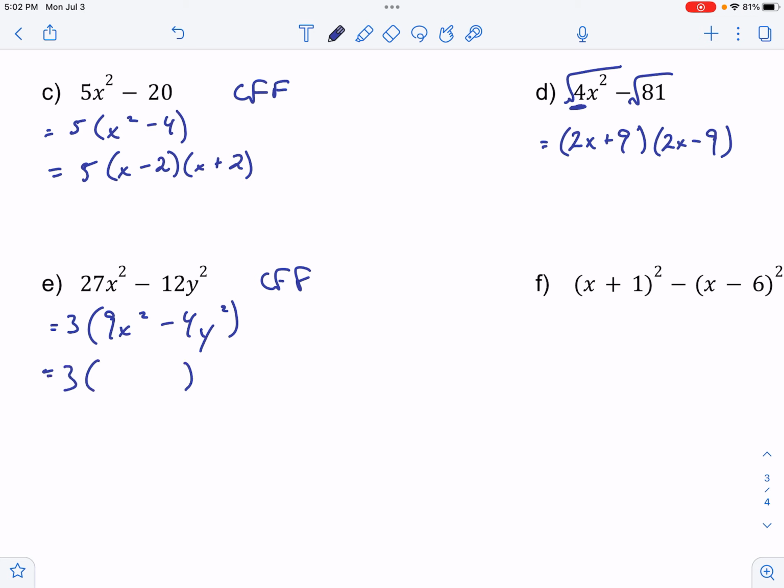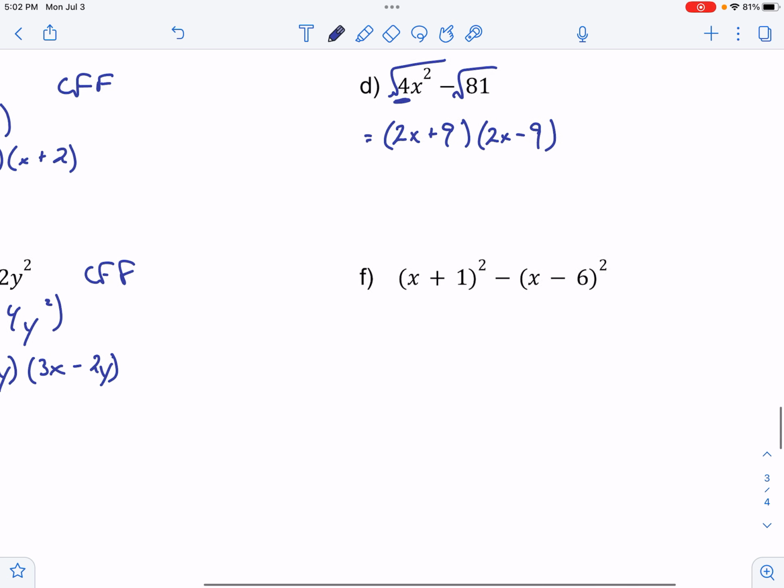Now we set up our two brackets. One's got a plus, one's got a minus. Square root of 9x squared will be 3x. And the square root of 4y squared will be 2y. So my answer there will be 3 times 3x plus 2y times 3x take away 2y.